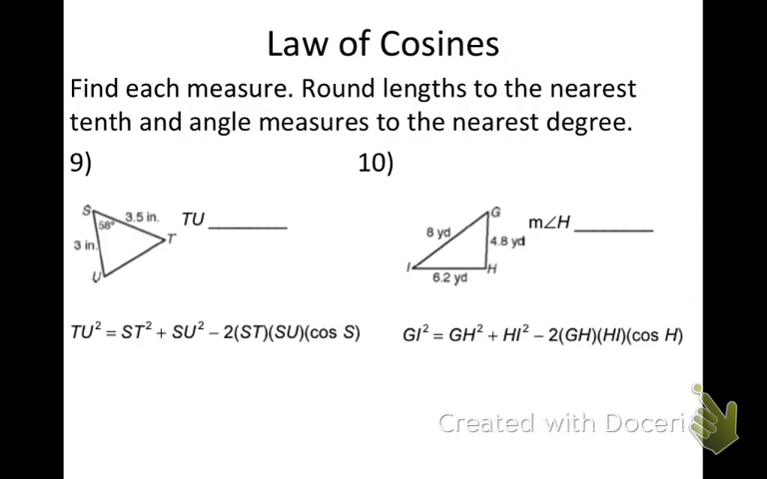Try numbers 9 and 10 here. Okay, they are set up for you. The formulas are at the bottom. Number 9 is asking you to find the side length. 10 is asking you to find the angle. Take a couple seconds and try these two.